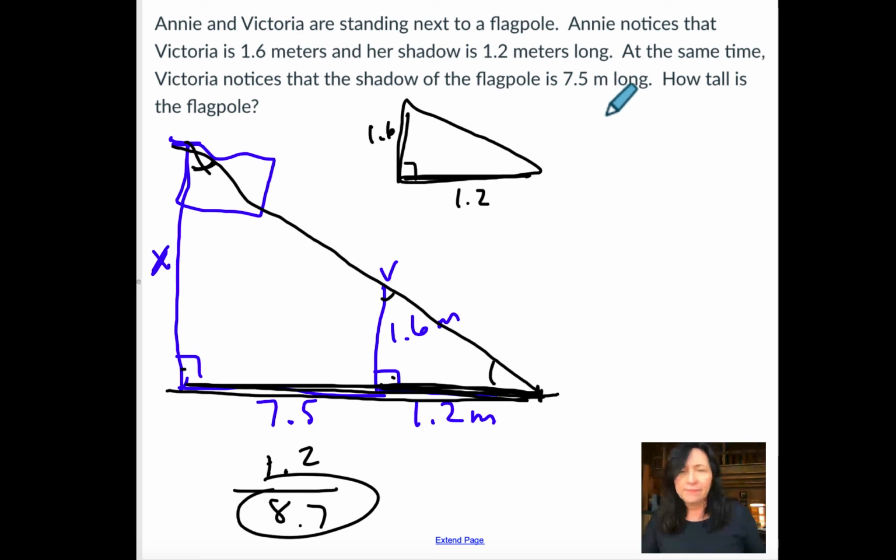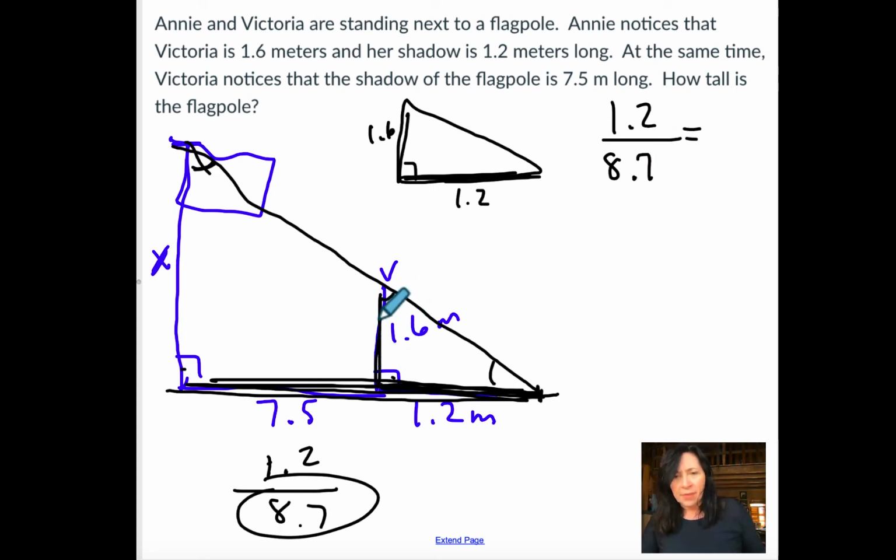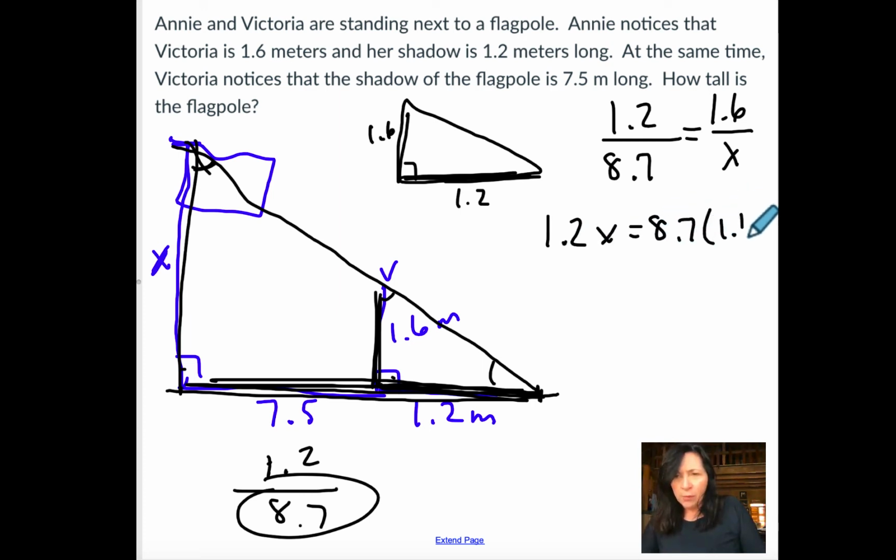So I'm going to go 1.2. This side is to this side of the triangle, right? I split them up. 1.2 is to 8.7 as the height is to the height, as 1.6 is to x. We're going to cross multiply. We get 1.2 times x is equal to 8.7 times 1.6. And so let's do that.